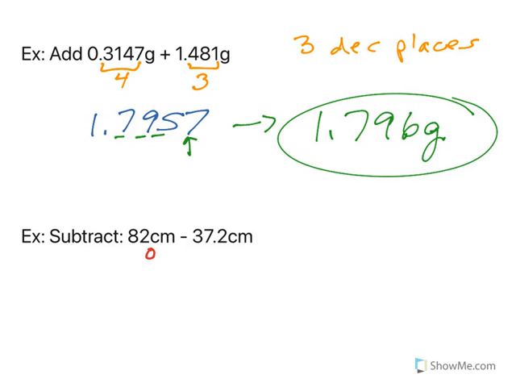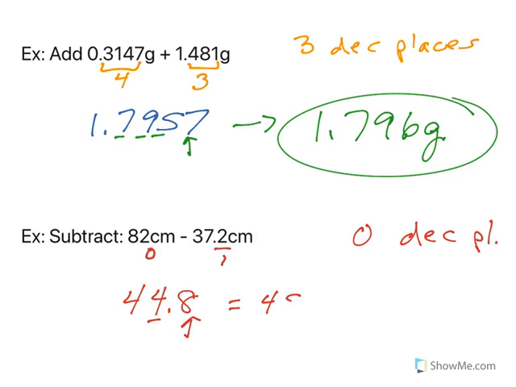Same rule for subtraction. I have 0 decimal places here and 1 decimal place here, so we will round to 0 decimal places, which is basically a whole number. When you subtract, you get 44.8, rounded to the nearest whole number. The 8 tells me to round up, and I'm at 45 centimeters.